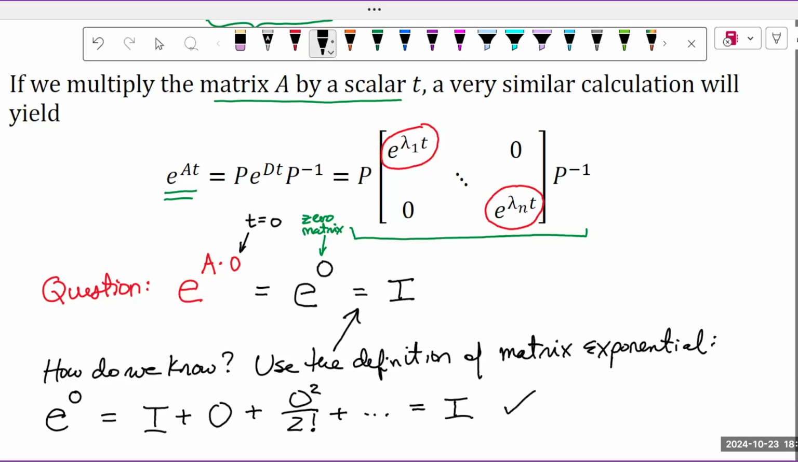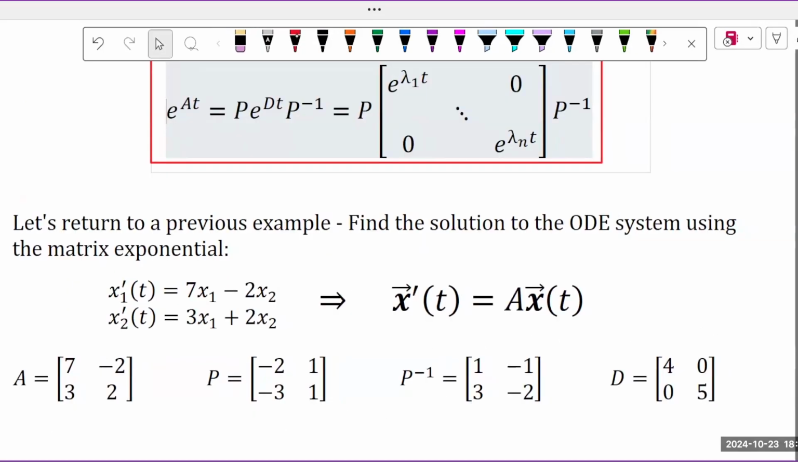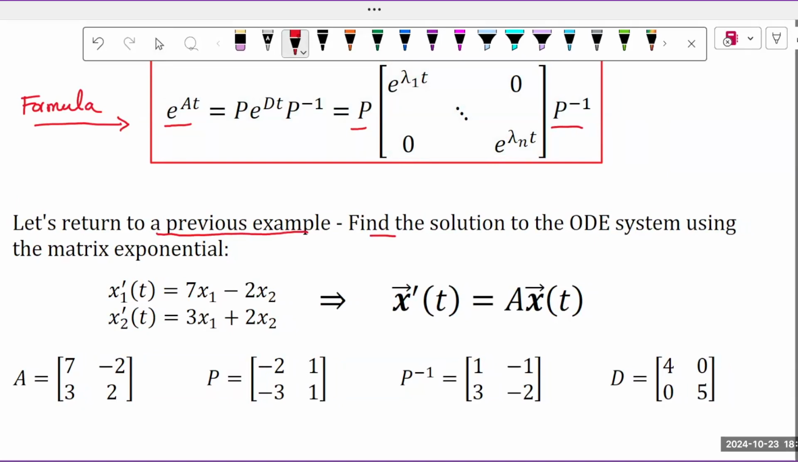Okay, let's return to our previous example by going to the next slide. First of all, from the previous page, we have this formula, which I've written at the top here, so we have it to refer to. Now, this previous example is the one that we did in our last lecture. If the goal is to find the solution to the ODE system using the matrix exponential, then what we're going to want to do is rewrite this system as a matrix vector system.